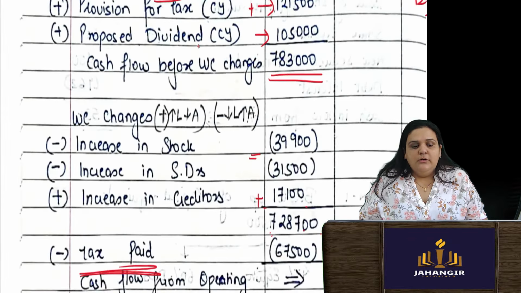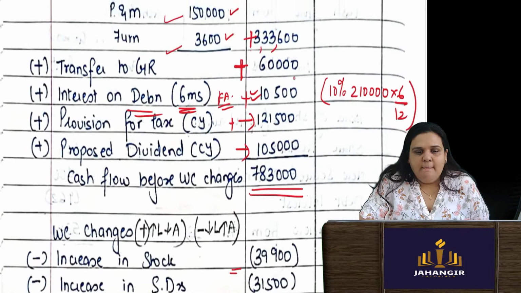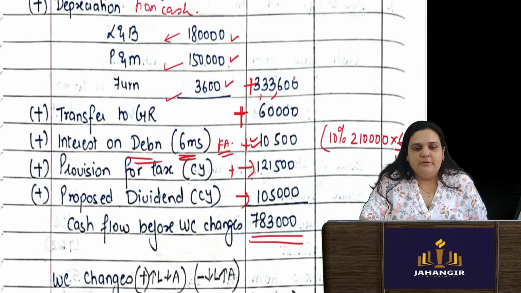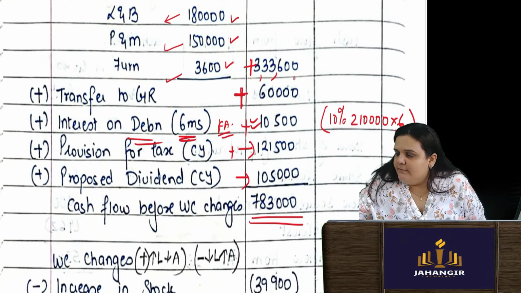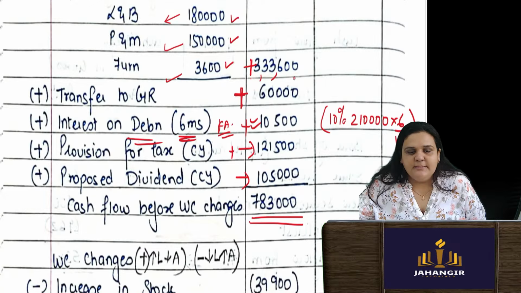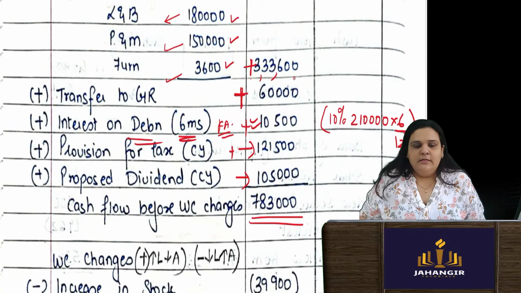Right? So, cash flow before working capital changes. Everything is addition only. To your 1,52,400, you have to add back everything. 1,52,400 plus 3,33,100 plus 10,500 plus 1 lakh plus 1,05,000. 7,83,000 you're getting.